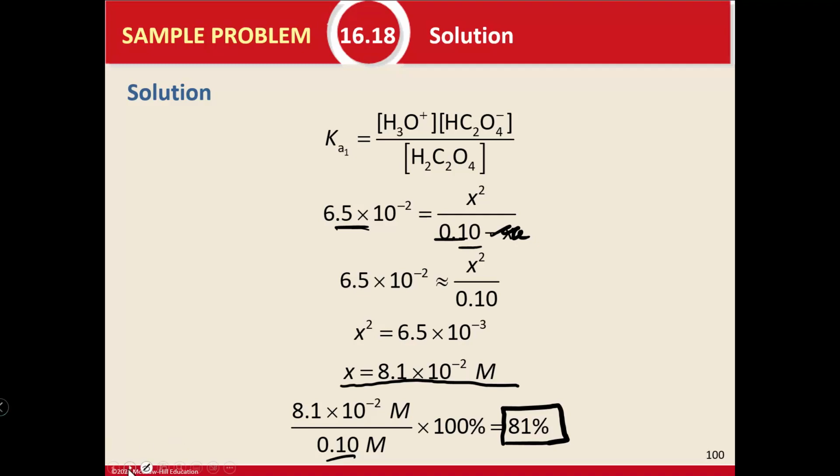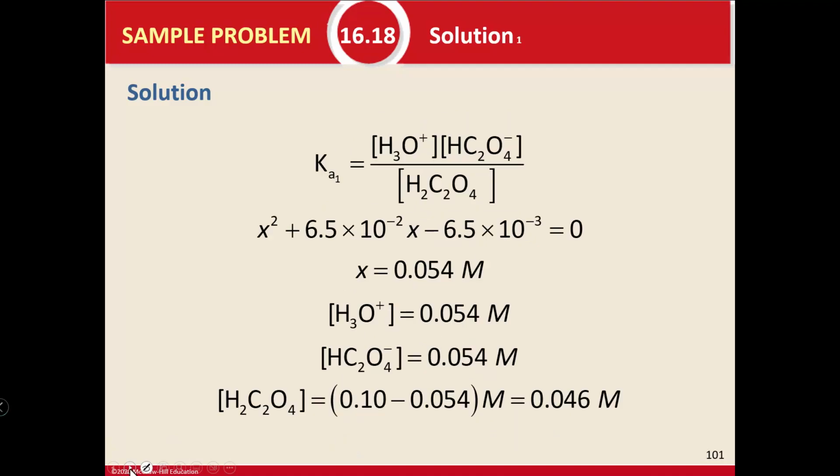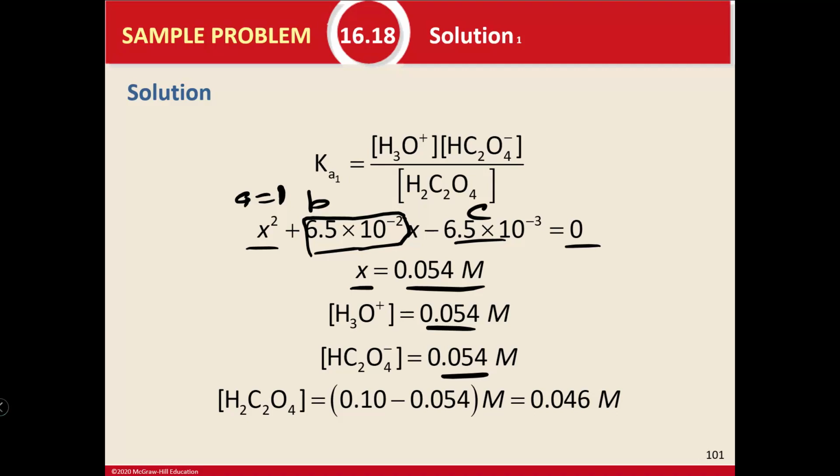So what does that mean? You're going to have to do the quadratic equation. So the quadratic equation ends up being this: x squared plus 6.5 times 10 to the negative 2 x minus 6.5 times 10 to the negative 3 equals 0. Here my A is equal to 1, B is equal to this number, and C is equal to this number. Plug it into the quadratic, solve for x, you get this number. Plug this into your first ice table, and now you have the equilibrium concentrations of the products and the reactant.